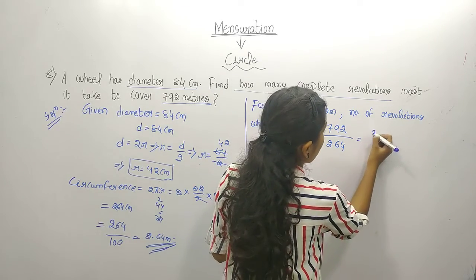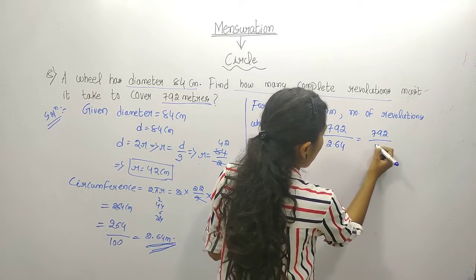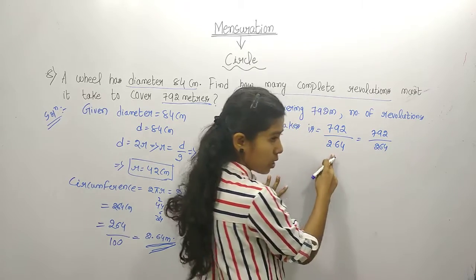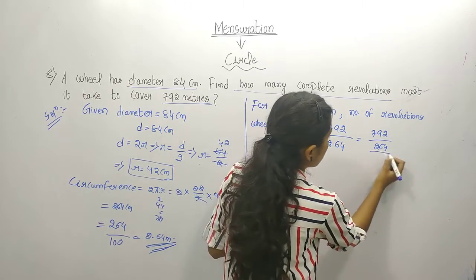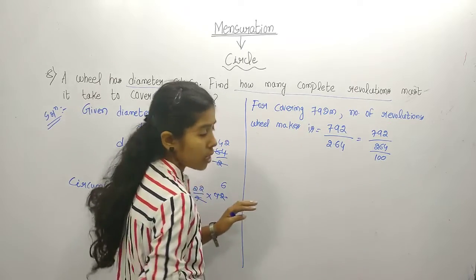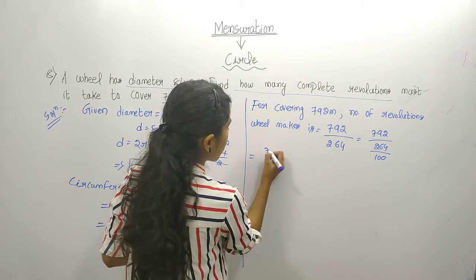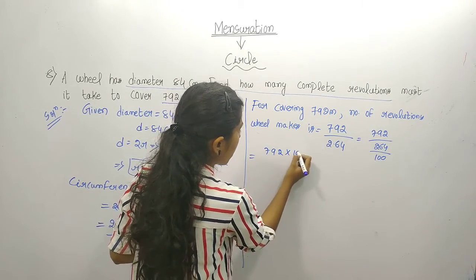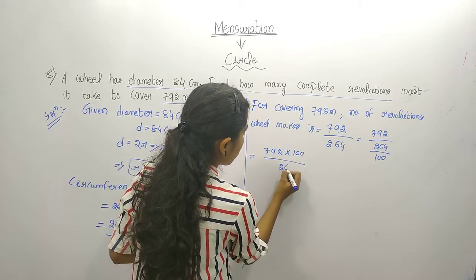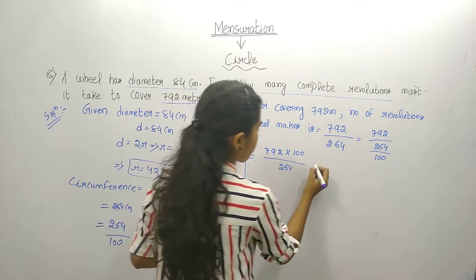Now 792 divided by 2.64. You convert the decimal into a fraction, 264 divided by 100. Okay. So equals 792 into 100 divided by 264. Okay. Now you cancel.